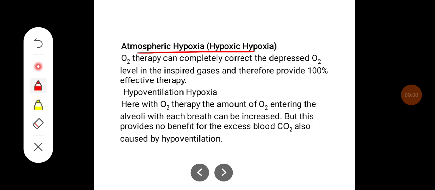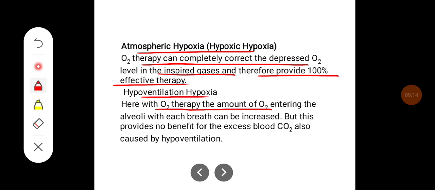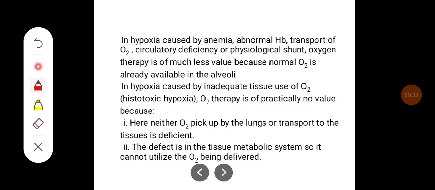In hypoxic hypoxia, oxygen therapy can completely correct the depressed oxygen level in the inspired gases and therefore provide 100% effective therapy. In hypoventilation hypoxia, with oxygen therapy, the amount of oxygen entering the alveoli with each breath can be increased. But this provides no benefit for the excess blood carbon dioxide also caused by hypoventilation.